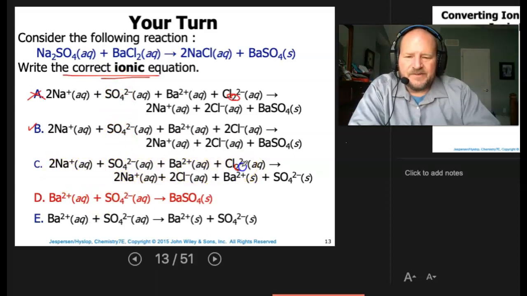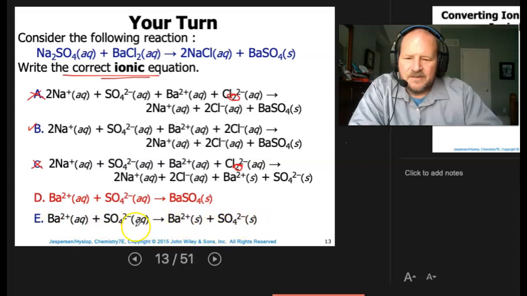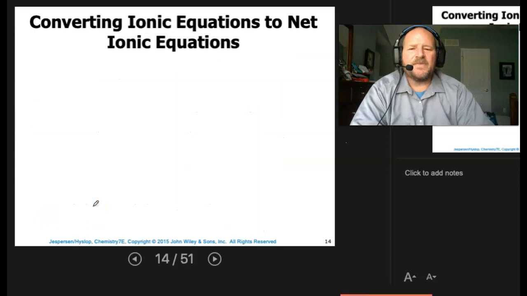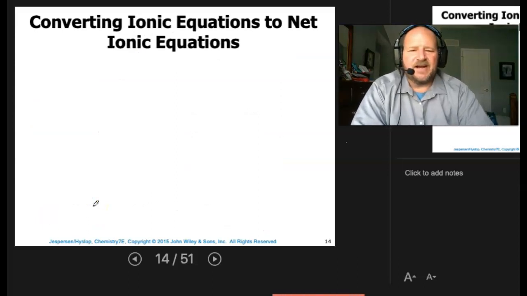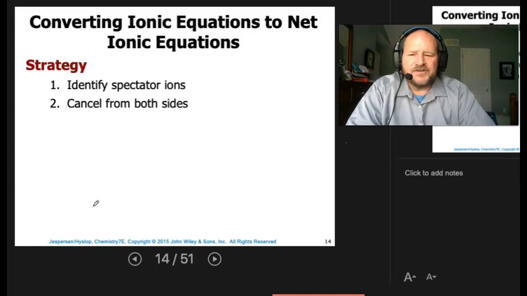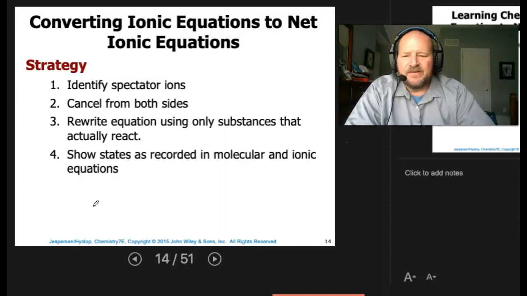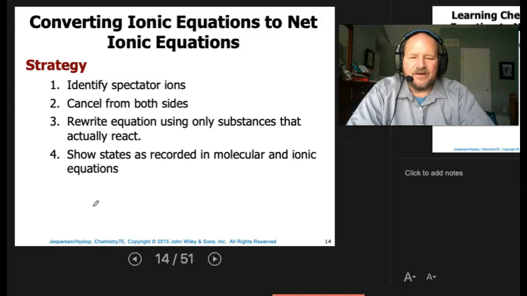Oh, there's those Cl2s again, so that one's out. And then barium plus sulfate gives barium sulfate. Yeah, and here we know these two form solids, so that can't be it. All right. So converting ionic equations to net ionic equations, your strategy here: identify your spectator ions. Then you can just cancel them from both sides, and then you'll just rewrite the equation using only substances that actually react. This will show states as recorded in a molecular and ionic equation.